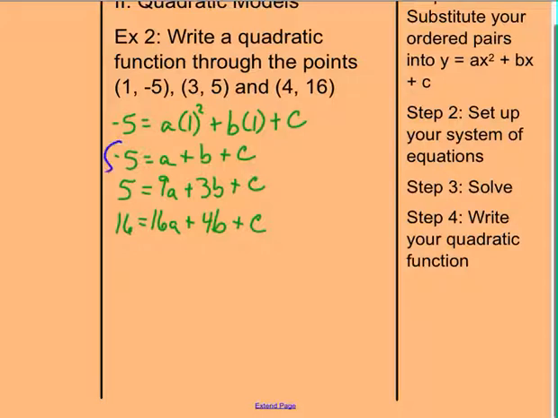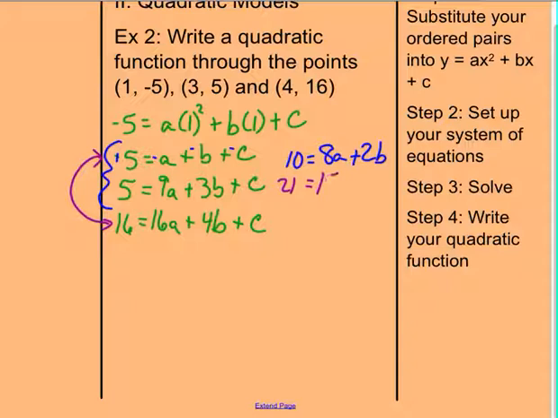So I'm going to take these 2, and we'll go ahead and make the first one negative and add them together. So I get 5 plus 5 is 10. Negative a plus 9a is 8a. Negative b plus 3b is 2b. And then we have our c's canceling. I'm going to repeat that process with my second 2 equations. Actually, since I've already made my first one negative, I'm going to go ahead and use my first and third. So 5 plus 16 is 21. Negative a plus 16a is 15a. Negative b plus 4b is 3b. And our c's cancel again.